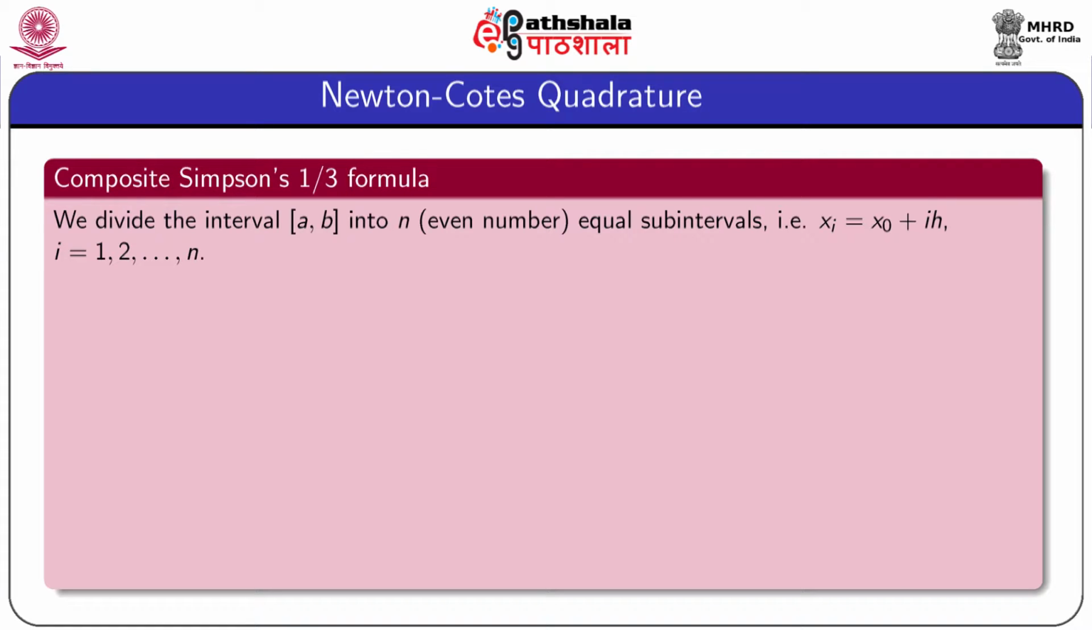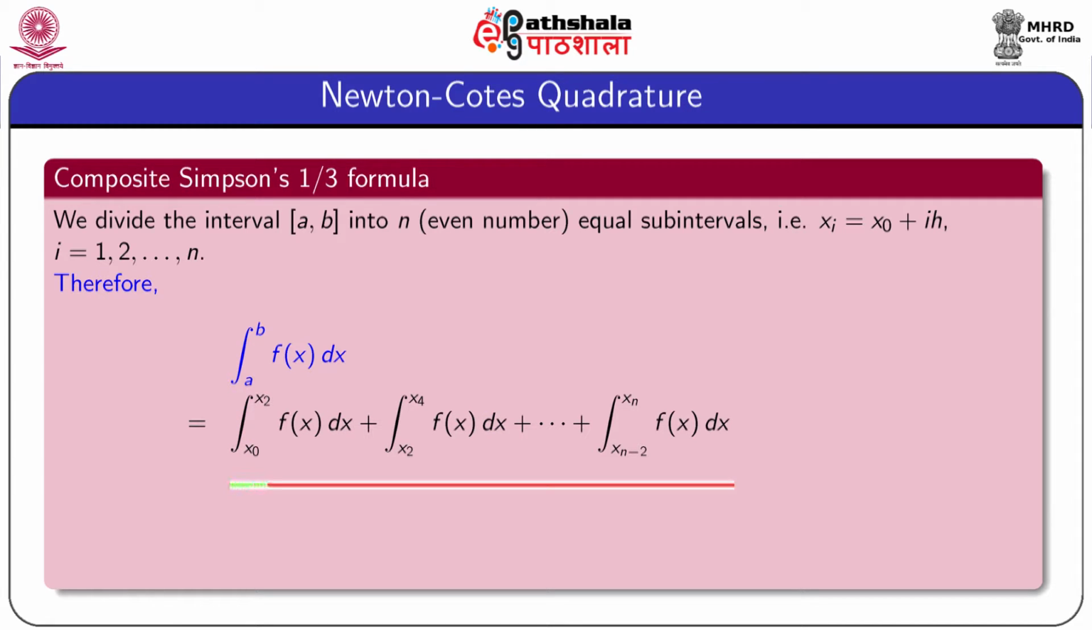Now, to obtain the composite Simpson one-third formula, again we divide the interval AB into n equal subintervals, but in this case the number of subintervals must be even. So, in this case xi equal to x0 plus ih. Therefore, integration a to b f(x) dx equal to integration x0 to x2 f(x) dx plus integration x2 to x4 f(x) dx and so on. Lastly, integration x(n minus 2) to xn f(x) dx. That means the entire integration is decomposed into n by 2 sub problems.